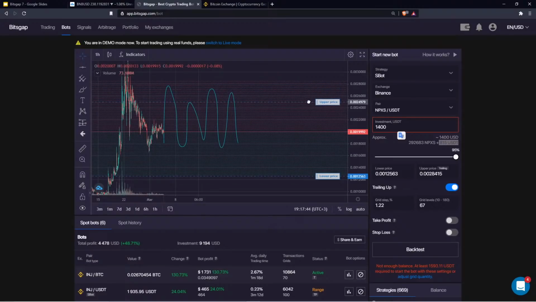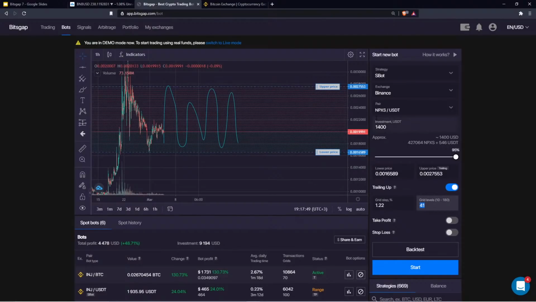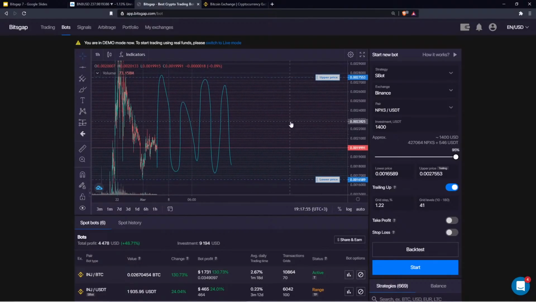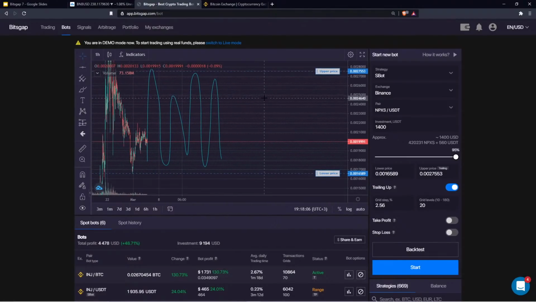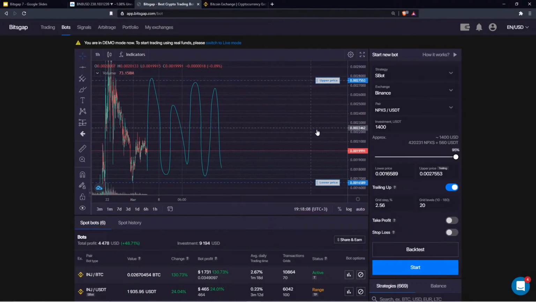And let's assume that I'm going to trade from that point to that point. The next step is basically to set the amount of grid levels. So grid levels stand for limit buy and limit sell orders. Right now I have 41 grid levels. I can have, let's say, 20 grid levels. You see, I now have fewer limit orders, but since I have fewer limit orders, this increases my grid step. Basically, the grid step stands for the marginal profit. So that's basically the distance between your buy and sell order.